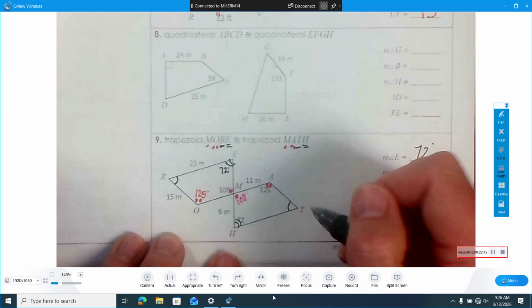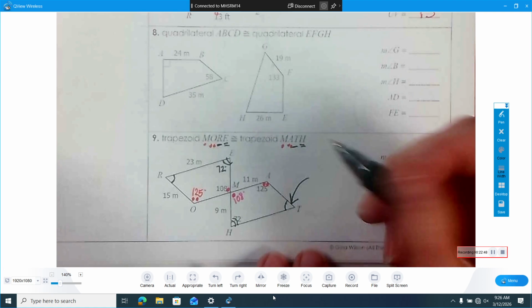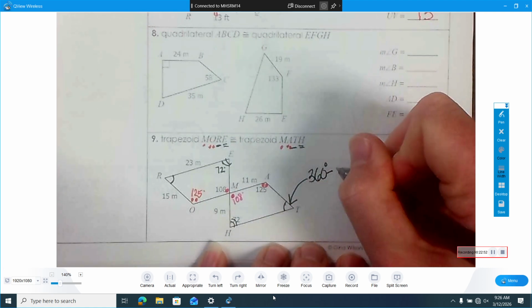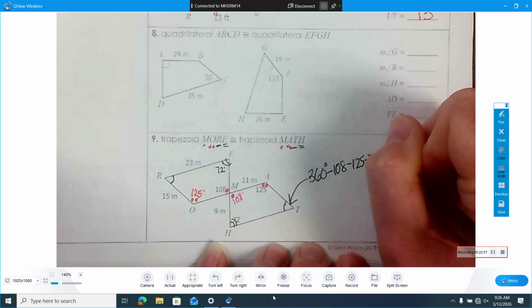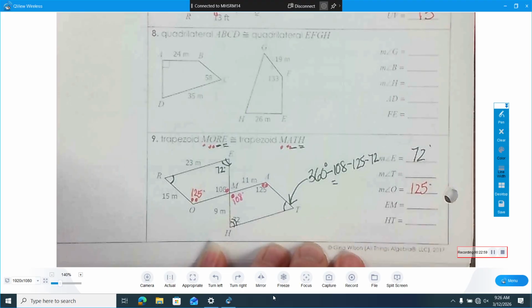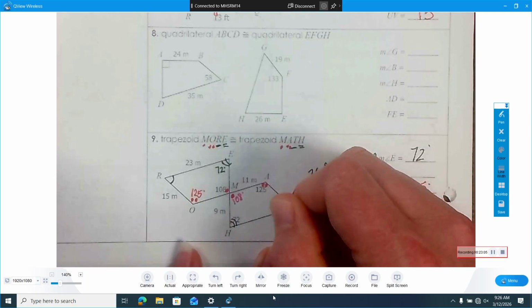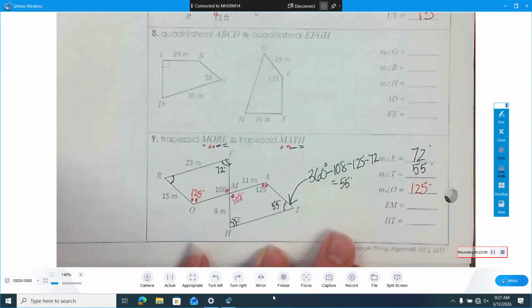How do we figure out angle T, ladies and gentlemen? Subtract from 360. Why is it 360? Because it's a quadrilateral. So minus 108, minus 125, minus 72. And what do we get? 55, I believe. 55. Check your math.